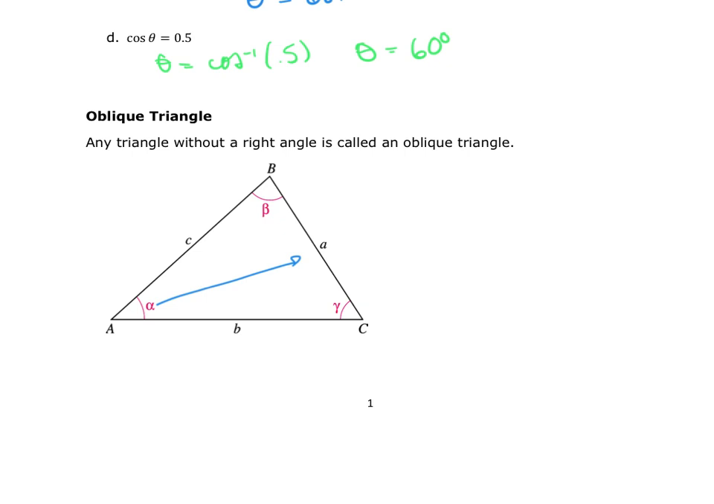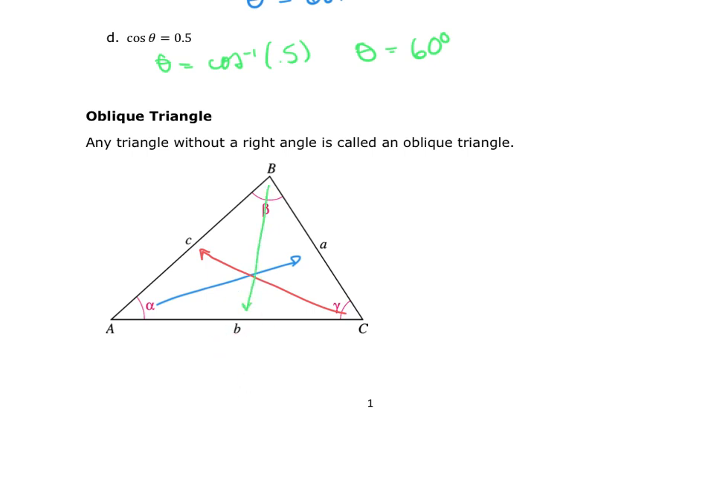side A, my lowercase a. My angle C or gamma has to be opposite my lowercase c, the side C. And then, of course, we have our uppercase B or beta. It has to be opposite the side B, which is a lowercase b.